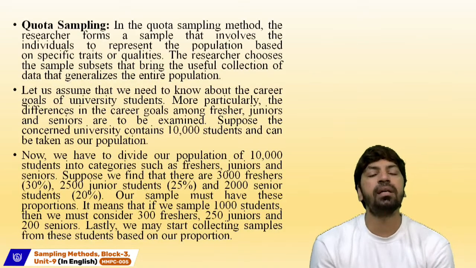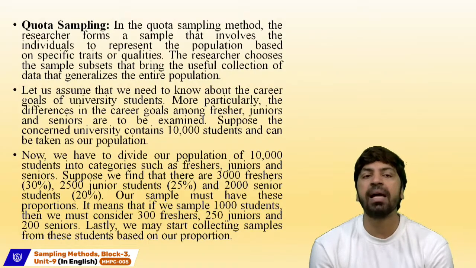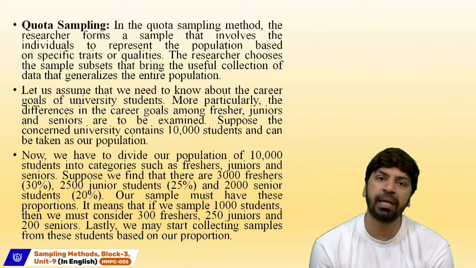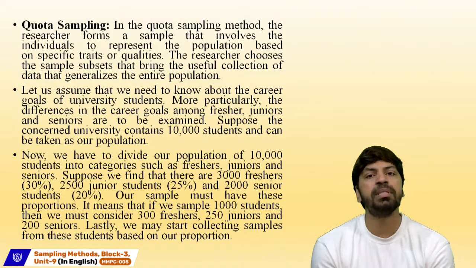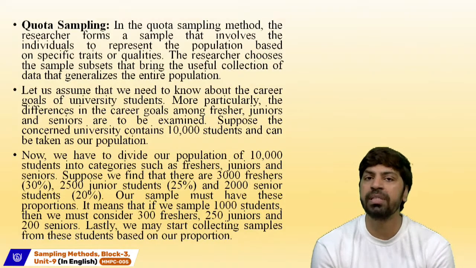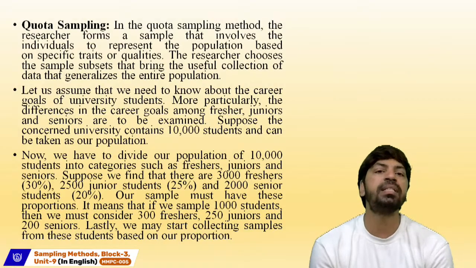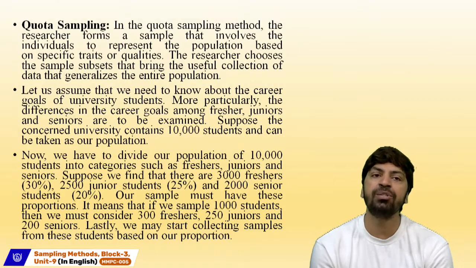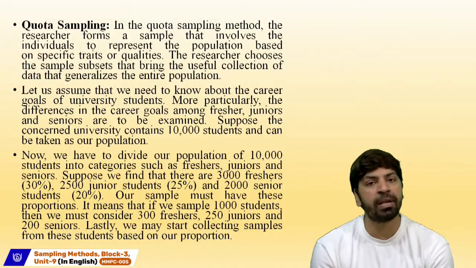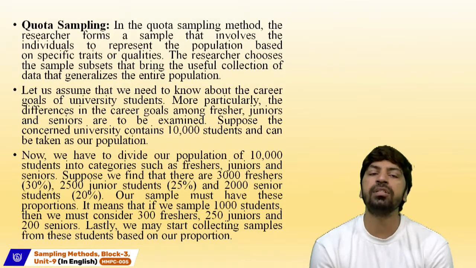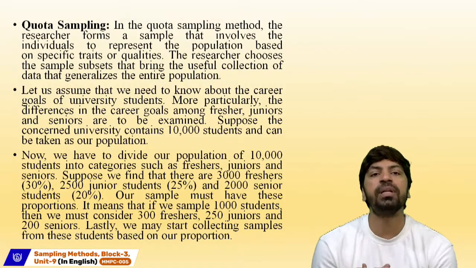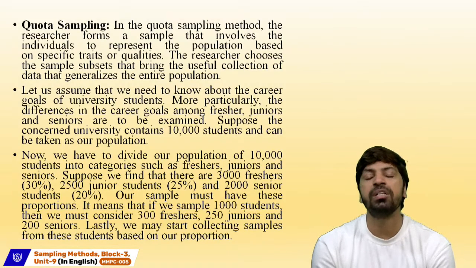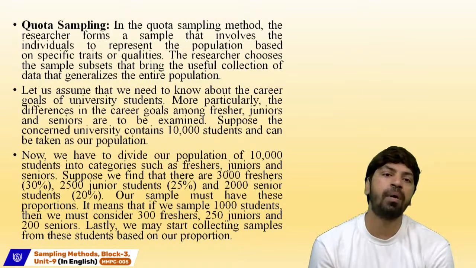The next category or method is quota sampling. In quota sampling, the researcher forms a sample that includes individuals to represent the population based on specific traits or qualities. The researcher chooses the sample subset that brings a useful collection of data which generalizes to the entire population.